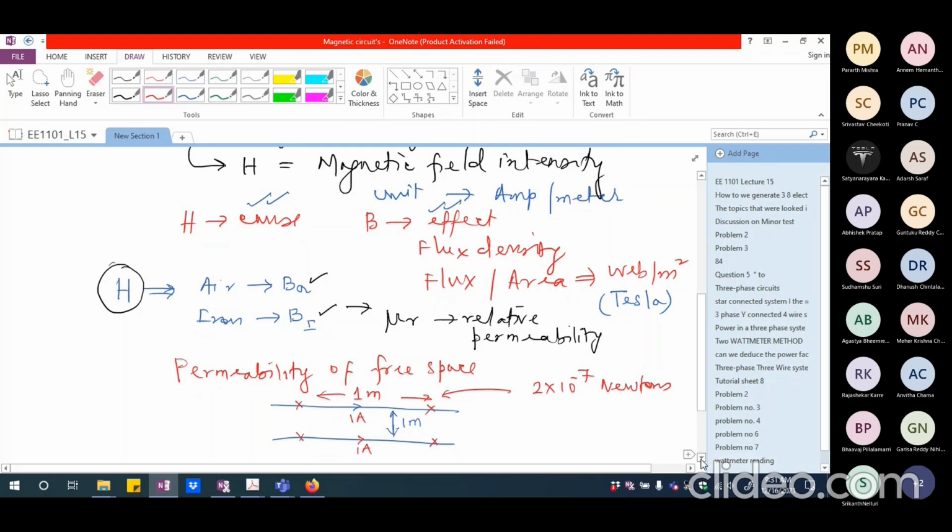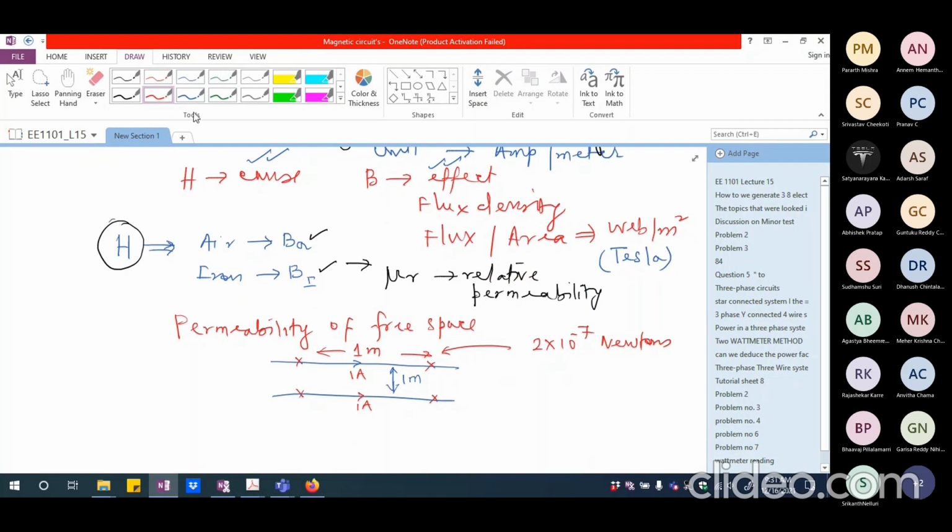Because of this we derived the H value when one of the conductors is carrying 1 ampere of current. The H value corresponding to the magnetic field line passing through 1 meter distance is H equal to 1 by 2 pi. Then we said that the force will be equal to BIL, with I being 1 ampere in the other conductor, and per unit length that will be 2 multiplied by 10 power minus 7 newtons as per the definition of the ampere.